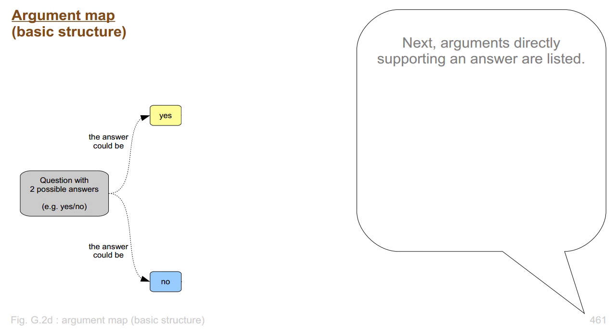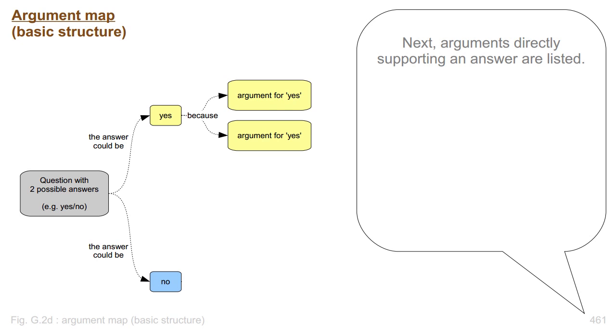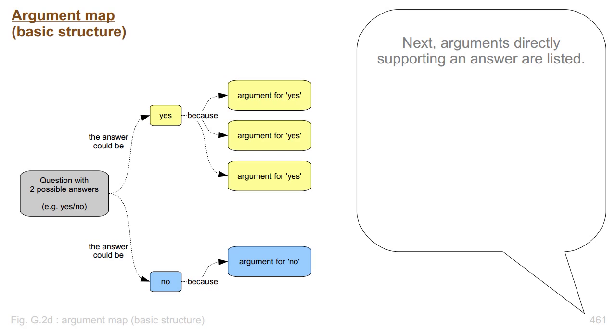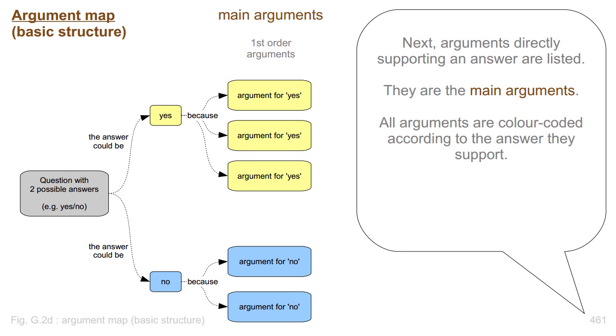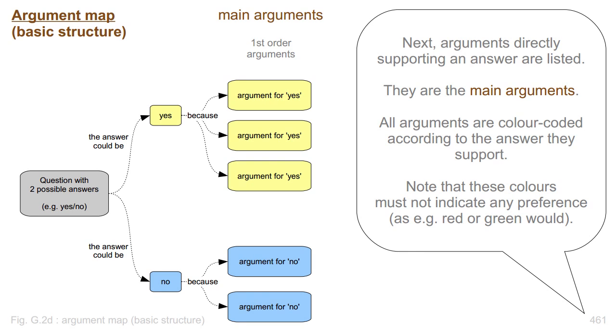Next, arguments directly supporting an answer are listed. They are the main arguments. All arguments are color-coded according to the answer they support. Note that these colors must not indicate any preference, as for instance red or green would.